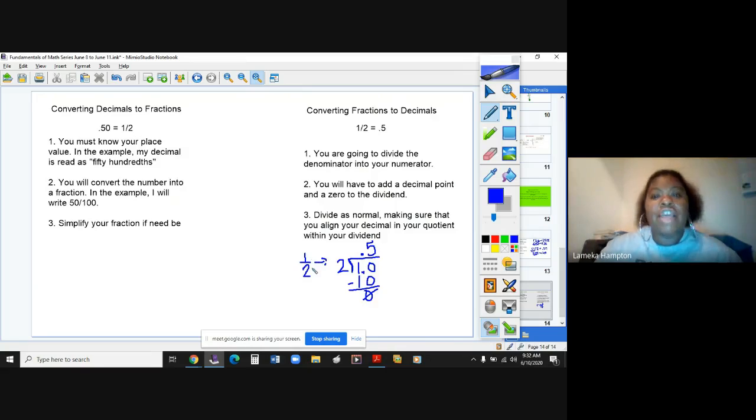Okay. So that is how you would do it by hand. Now, as far as a calculator is concerned, you would simply type in your fraction. You would put 1, divide button, 2, enter. So this is only done by hand. This is how you would do it if you were writing it out. But if you were typing this into a calculator, I'll be sure to type that at the bottom here.